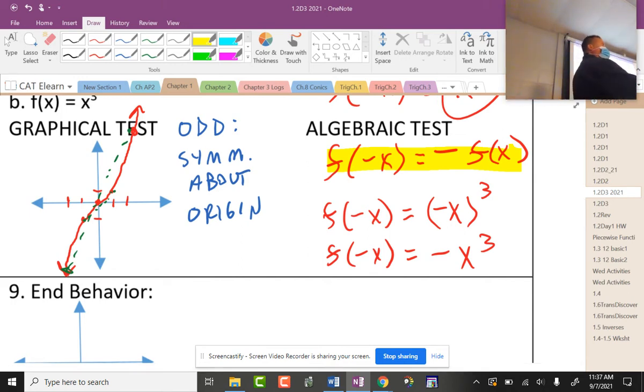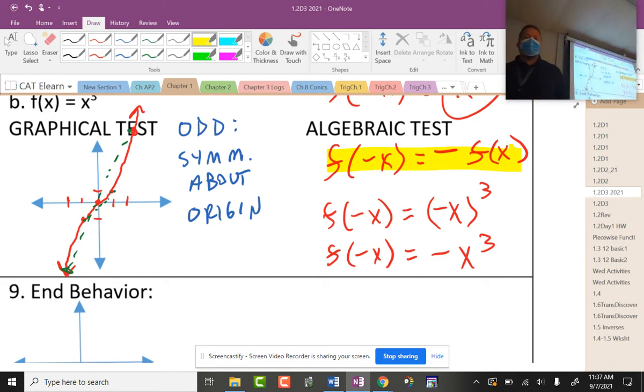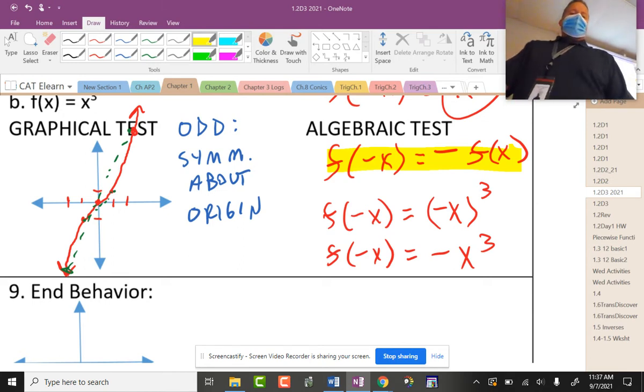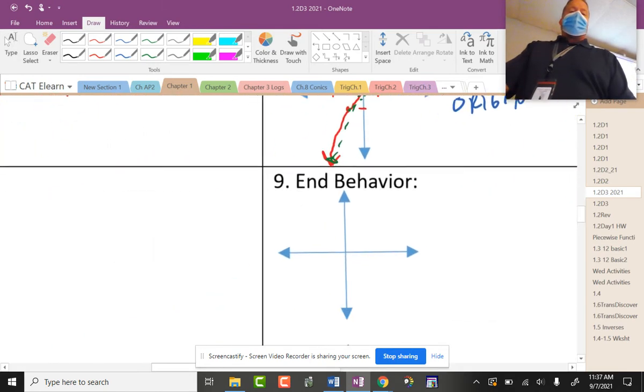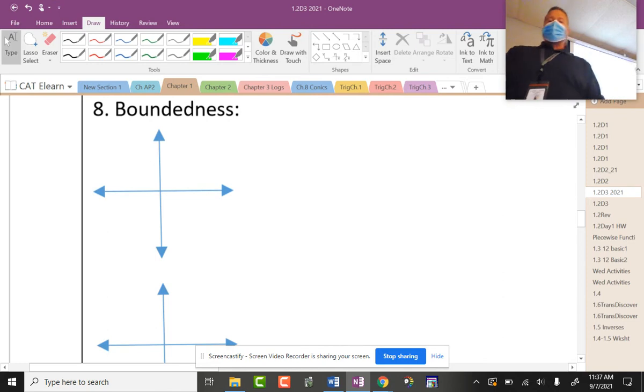Okay, so it's different. Negative x for x, no change: even. Negative x for x, completely opposite: odd. Opposite, odd, for the algebraic tests. Okay, and then the last two: 9 is important, 8 isn't. I really don't like 8. I don't really care about this.